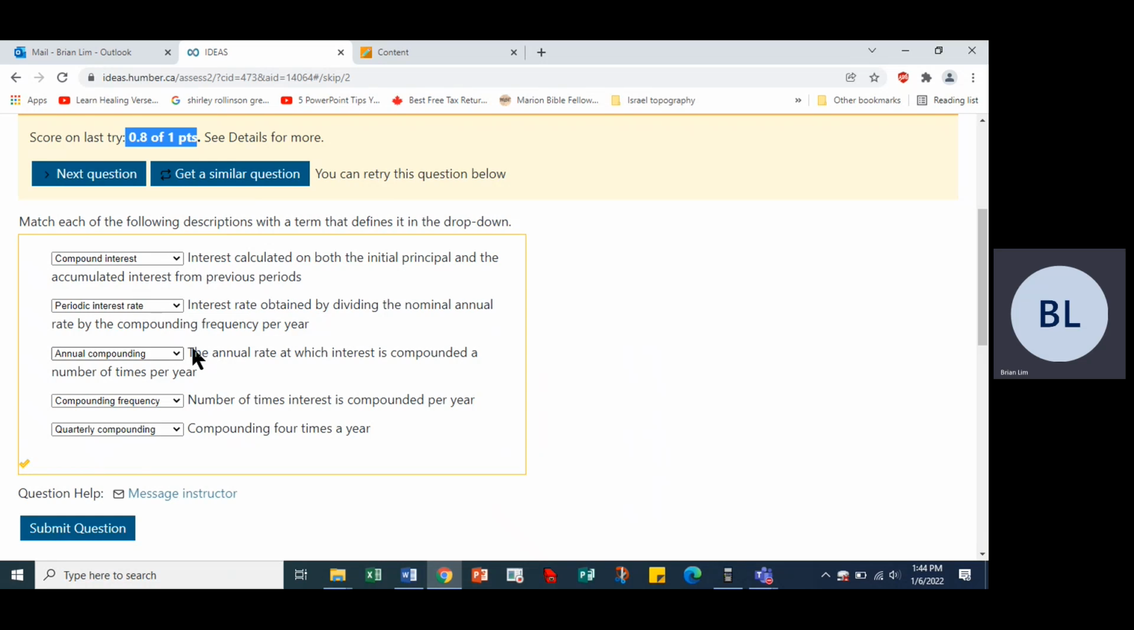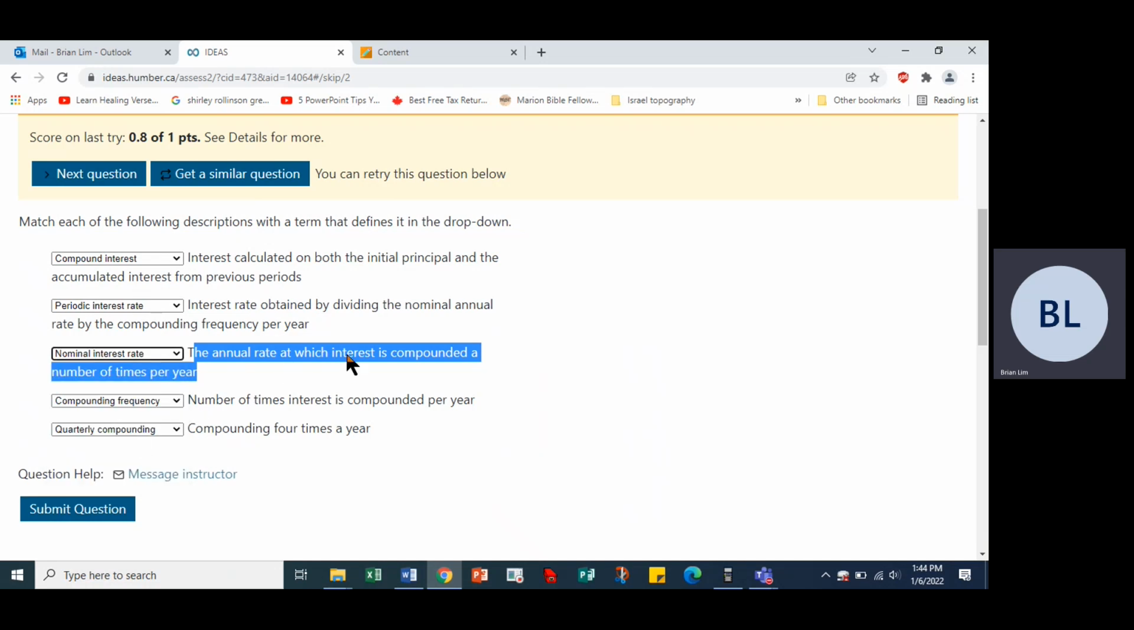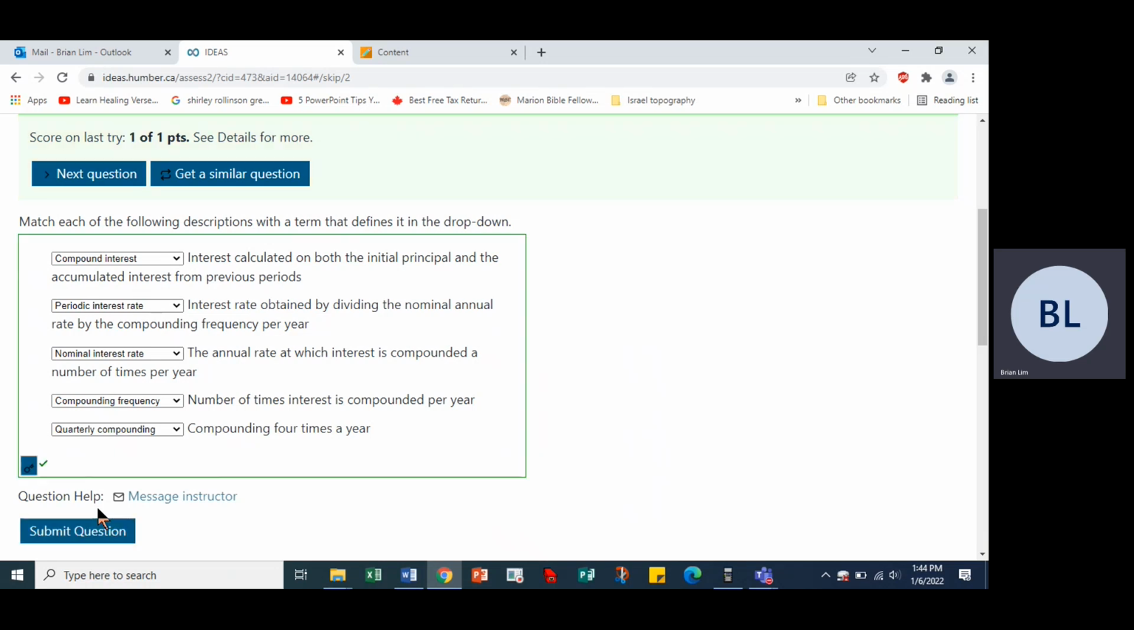My guess is this one here. Okay, the annual rate at which interest is compounded a number of times per year. It's not compounded once per year. So that one is what you refer to normally as the nominal interest rate. It is the annual rate at which interest is compounded a number of times per year. You will come across that later. Okay, let's see if we're correct now.